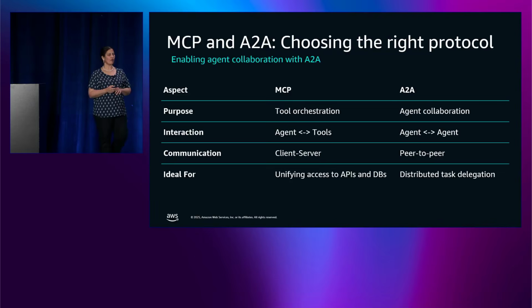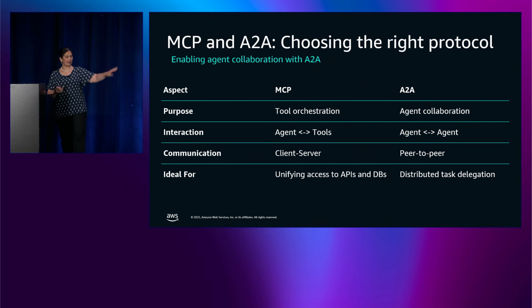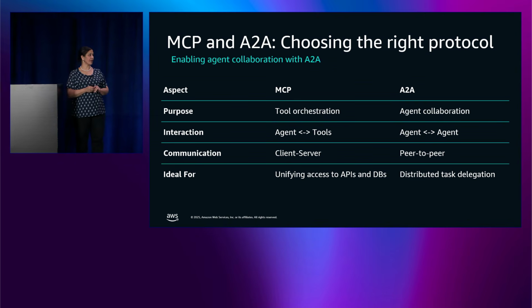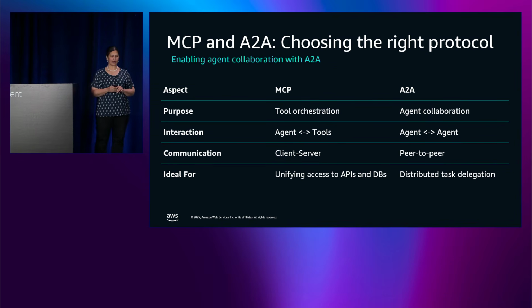So here's a chart of how to choose the right protocol, because they're both serving different purposes. We just need to understand that we don't need to choose between them. We can choose both for our applications, especially in these agent-based systems. So we have MCP designed for tool orchestration using client-server architecture. So your agent is interacting with different tools, local tools or APIs, databases, in a hierarchical manner. So it's best suited for scenarios which require unified access to various tools and services.